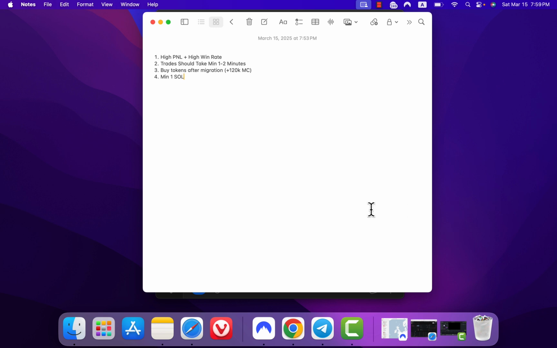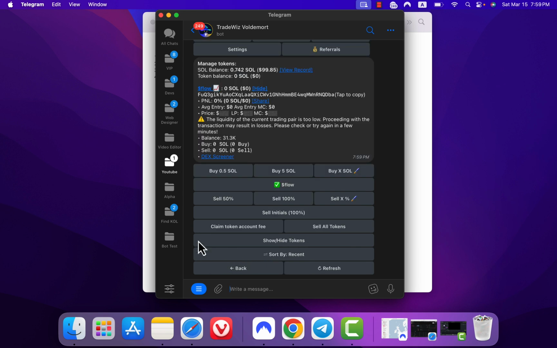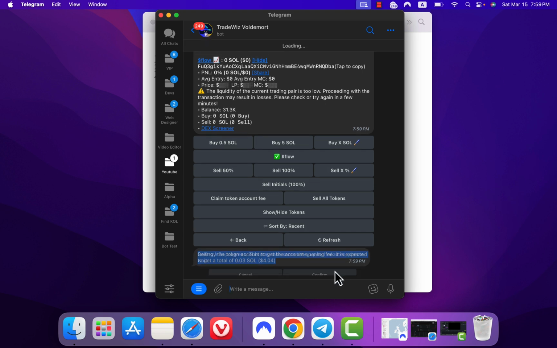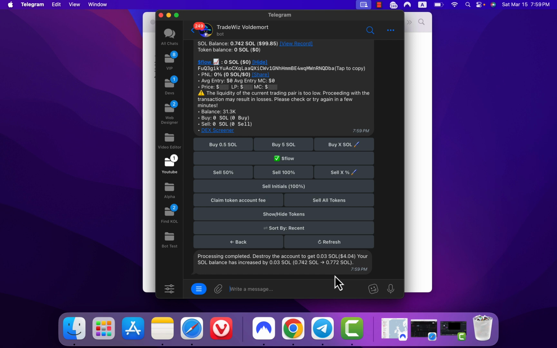Here's the important thing. After doing some trades, you can actually claim a portion of the fees that you already paid using TradeViz bot. Just click on positions and now claim token account fee. Actually, I bought and sold 15 tokens, and now I can claim around $4. Just click on confirm, and as you can see, I was able to claim this amount.